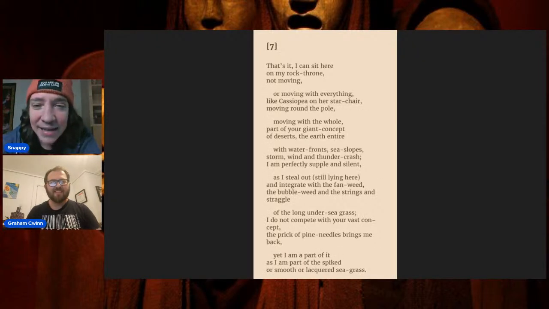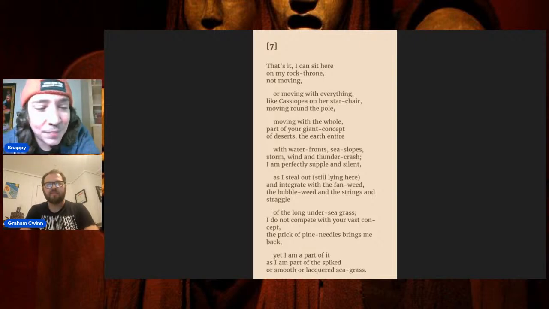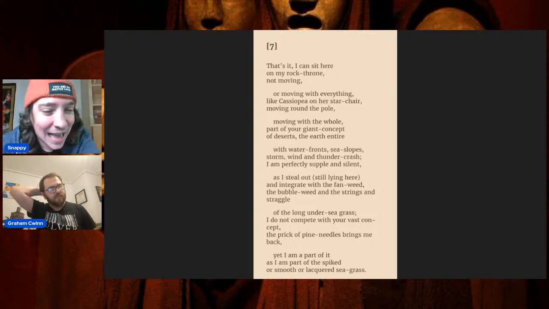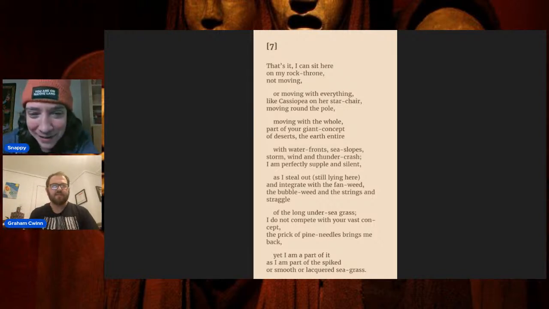That's it. I can sit here on my rock throne, not moving. Wow, on her throne as that great mother. Or moving with everything like Cassiopeia on her star chair, moving round the pole. Now we're getting more images of the great mother as that ruler of the pole, the one who changes the stars. I know a lot of you will love that in the comments.